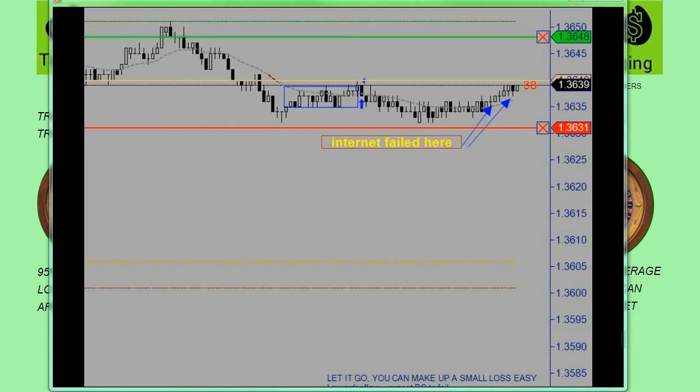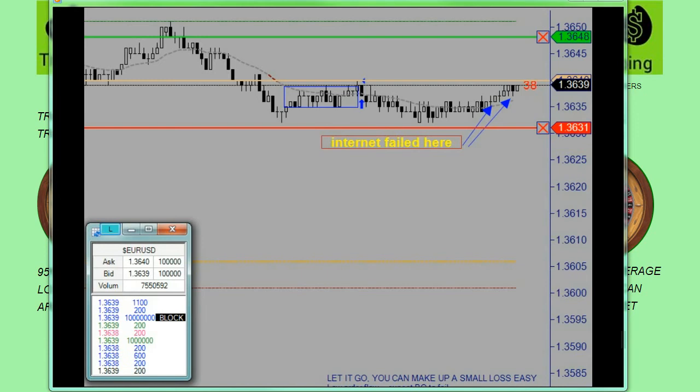Alright, you can see here, this was a block break entry is what my trade setup was. And this is a long trade.